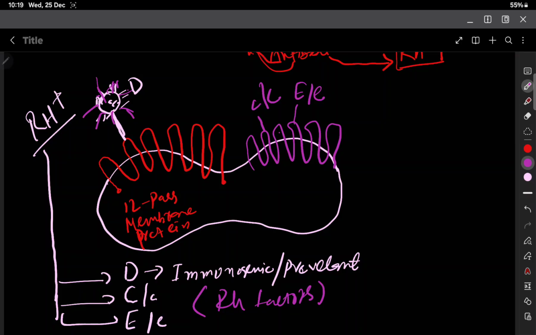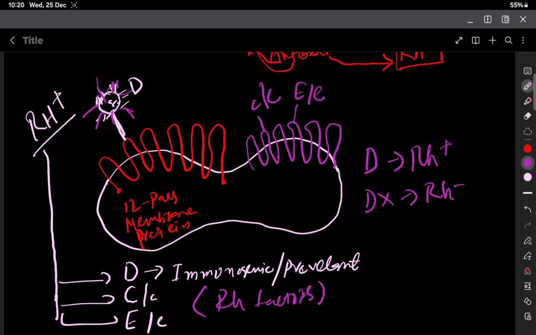So the type D antigen is widely prevalent in the population and it's more antigenic. I have shown it here. It's more antigenic than other Rh antigens, and anyone who has this type of antigen is said to be Rh positive. So a person with a D antigen is called Rh positive, and a person who does not have D antigen is called an Rh negative person.